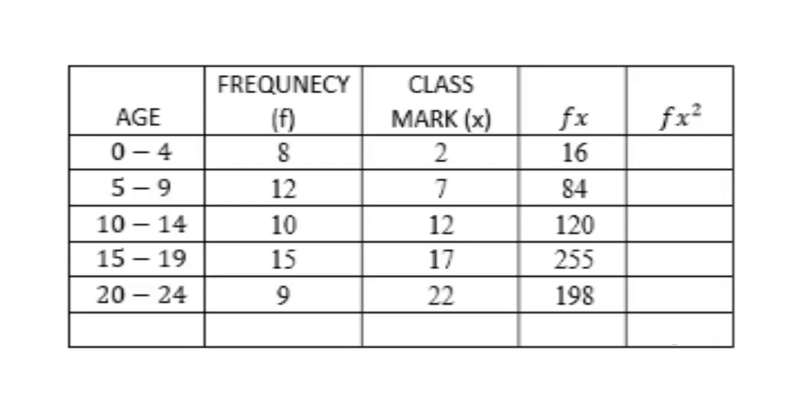If you square 2, you're going to get 4. If you square 7, you're getting 49. If you square 12, you're getting 144. If you square 17, you're getting 289. If you square 22, you're getting 484. So we can include the x squared on our table.